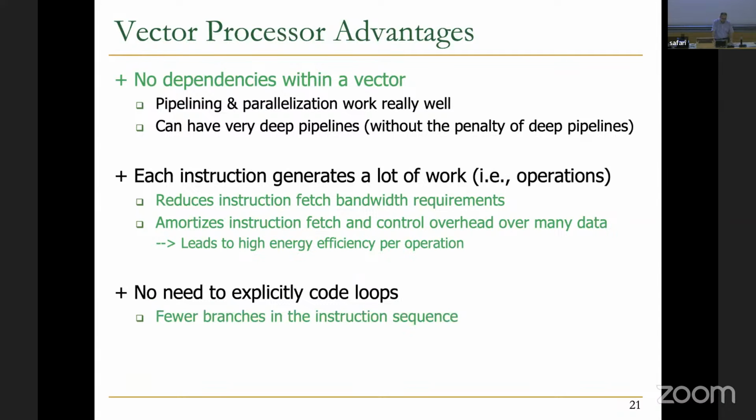And again, we don't need to explicitly code loops, because a big loop is going to be unrolled into vector instructions. We're going to see an example later. And that causes fewer branches in the instruction sequence, meaning that you have less control dependency, and that causes much better performance. And it provides a highly regular memory access pattern, which can be beneficial for some other optimizations in your system, like prefetching and your memory design.